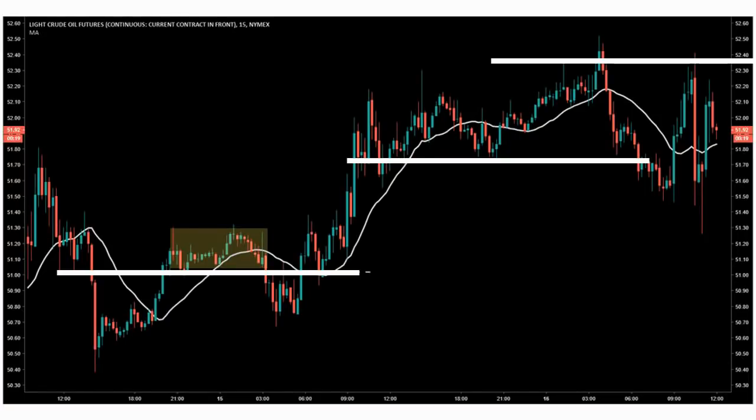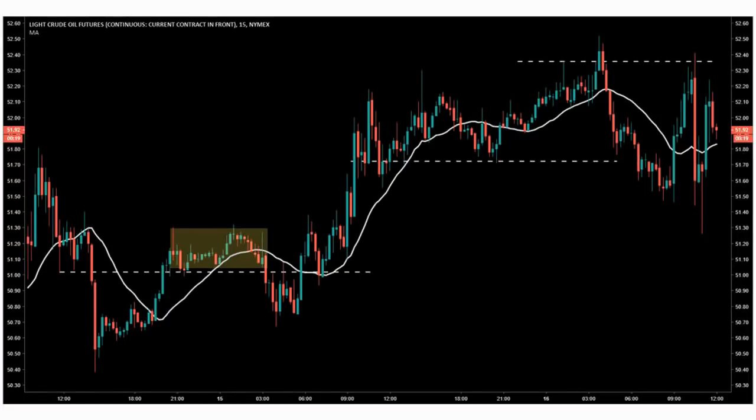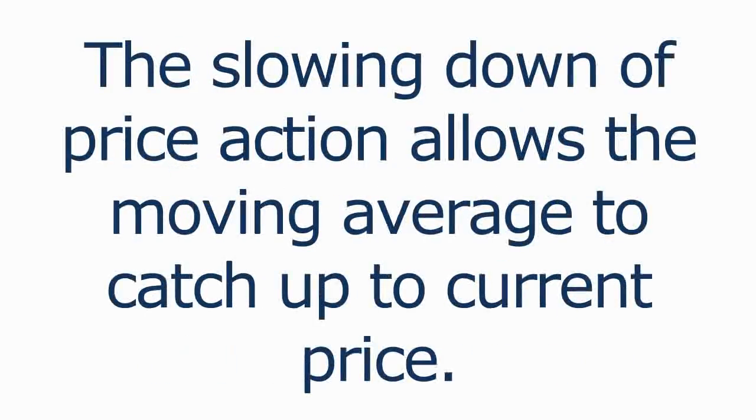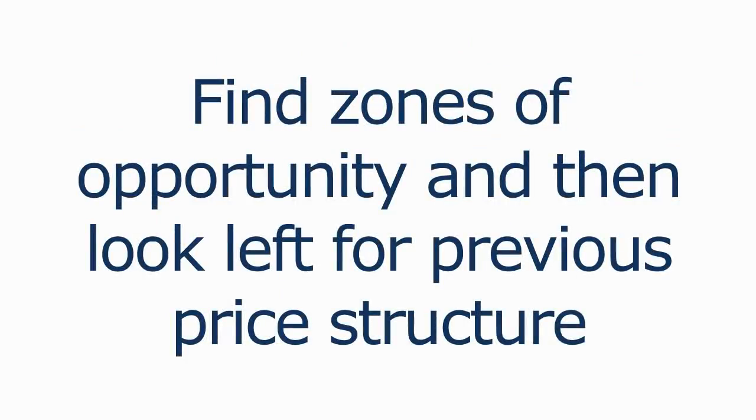The highlighted area shows another way a moving average may appear to offer support or resistance. Price has begun to range, so the average price that's being calculated stays virtually the same. The slowing down of price action allows the moving average to catch up to current price. So the lesson: use the moving average, whatever period that you want, to show you zones of opportunity for trading signals, and then look left for previous price structures.